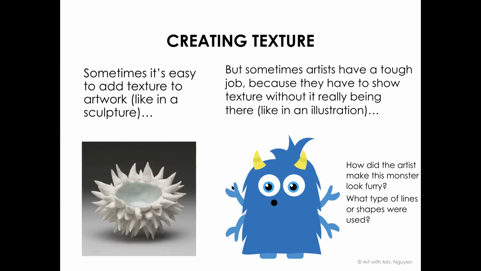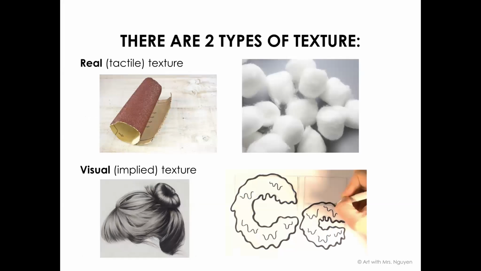So there's two different types of texture that we look at. So that's why I was saying it's a little bit more straightforward, because there's really only two things you have to remember with texture. And that is the two types, okay? So there's real tactile texture. So that is something that you could touch. You can imagine if you were in person with this, what it would feel like. And then there's visual or implied texture, okay?